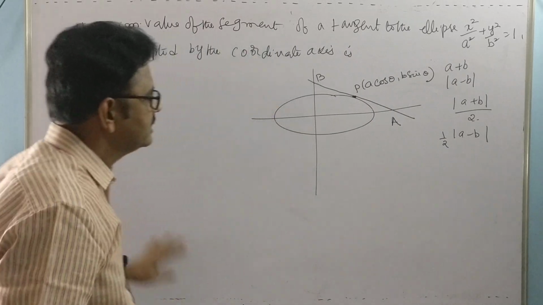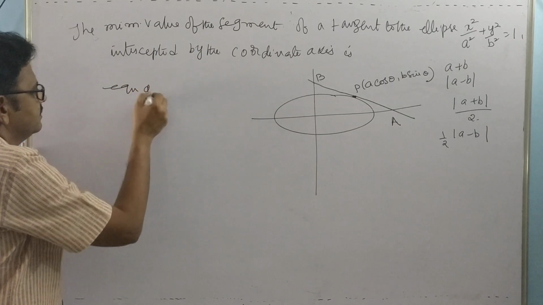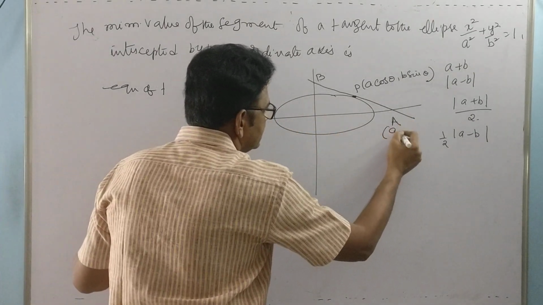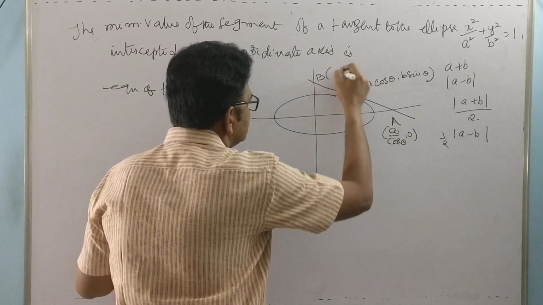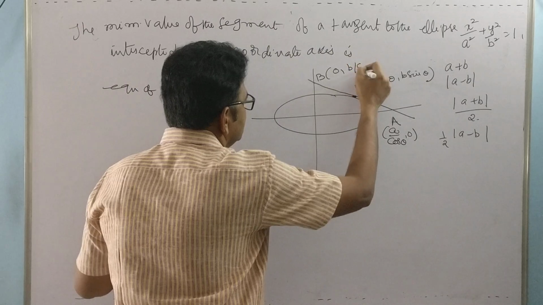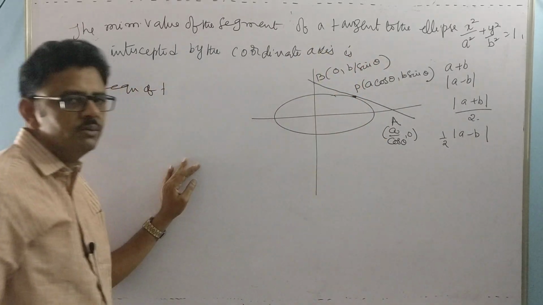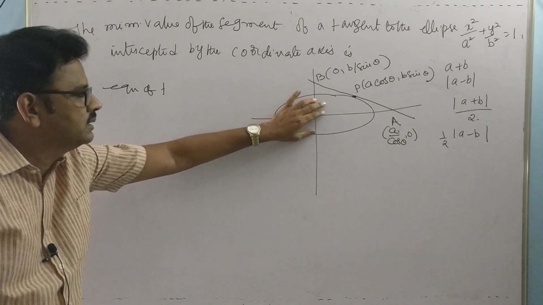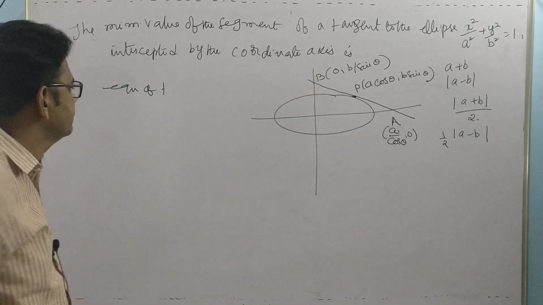So what are the coordinates of A? What is the equation of tangent? You can write it or you can write the coordinates directly. These are the coordinates: a by cos theta, comma 0, and 0, comma b by sin theta. Now we have to find the minimum value of AB. That is our question. So this is the third problem we discussed in this class.